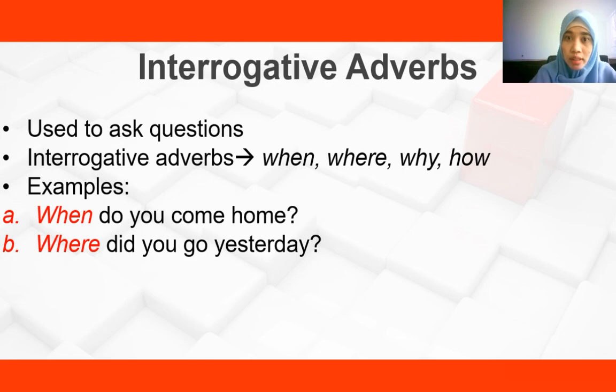When we use where, the answer is about the place. When we use why, the answer is about the reason. And when we use how, the answer is about the manner. So actually the answers are in the form of adverbs. But when we use the interrogative adjective, like for example, what do you eat, or who do you talk with, the answers are in the form of noun. Okay, so I think it's pretty clear, yeah?